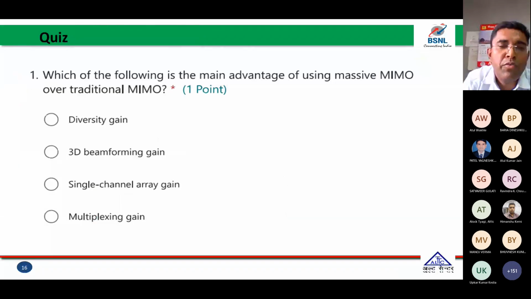Okay, then we move towards a small quiz. Which of the following is the main advantage of using massive MIMO over traditional MIMO? Options are diversity gain, 3D beamforming gain, single channel array gain, and multiplexing gain. Which one is more important? Actually, we can get all these four things in MIMO, but in massive MIMO, what is the main advantage?